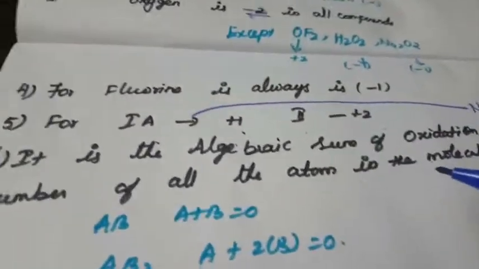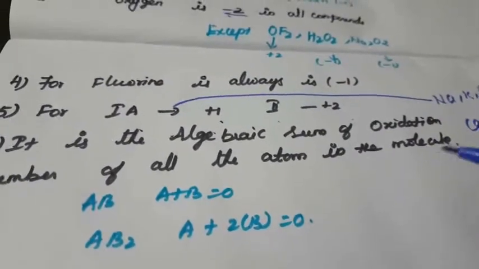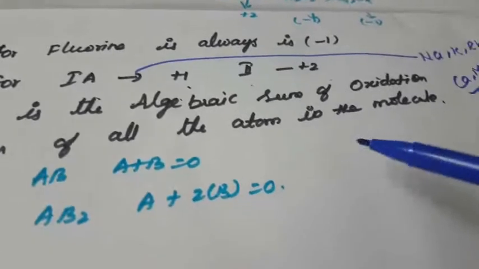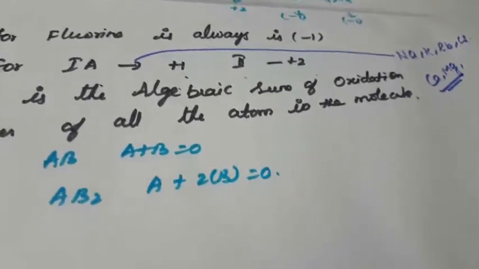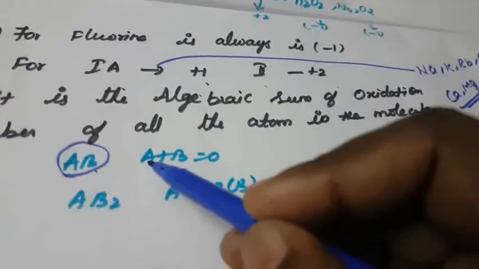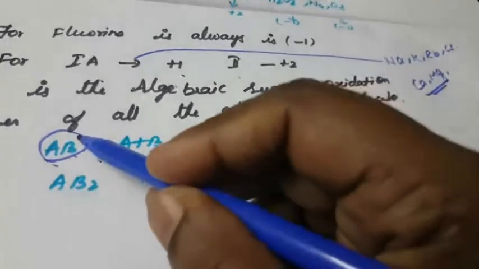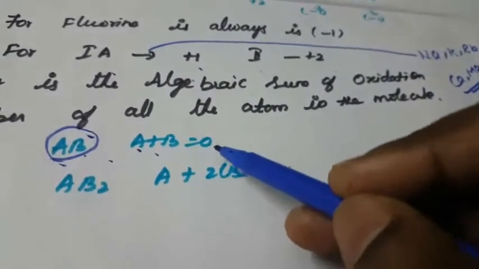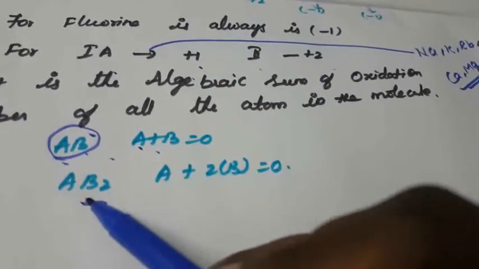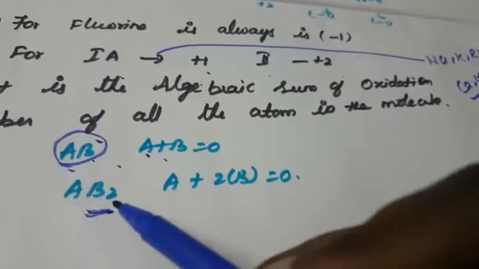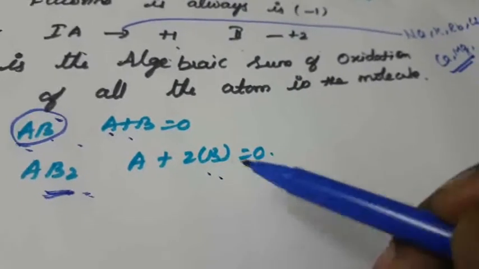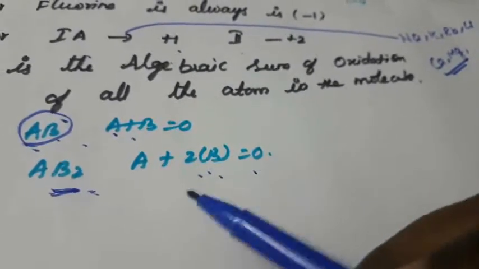Another one is the algebraic sum. The oxidation number is the algebraic sum of the oxidation numbers of all the atoms in the molecule. What is the meaning of that? Suppose AB is a molecule. You add the oxidation number of A to the oxidation number of B. Here there is no charge, so that is equal to 0. Again AB2: here there are 2 B atoms, so you multiply by 2 for B, and the total oxidation number is equal to 0. This is another one.